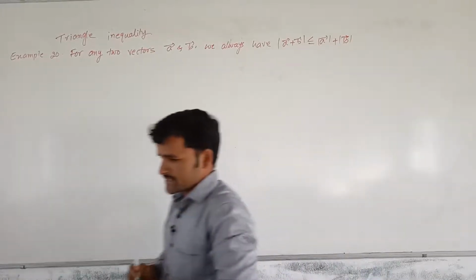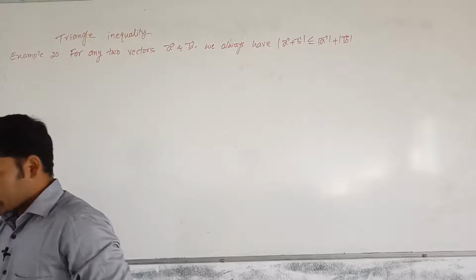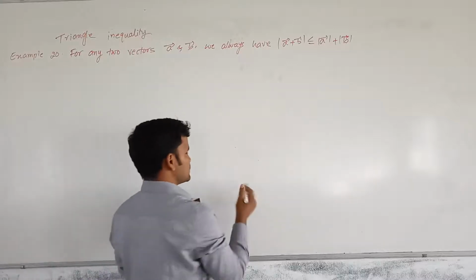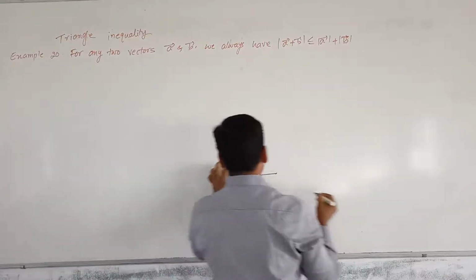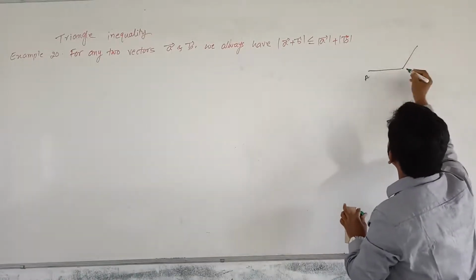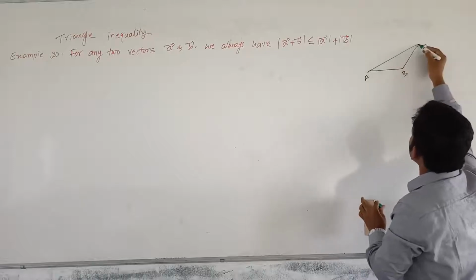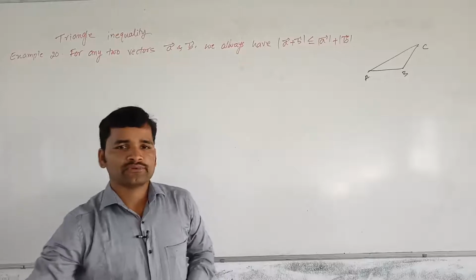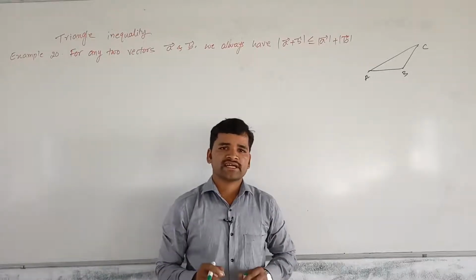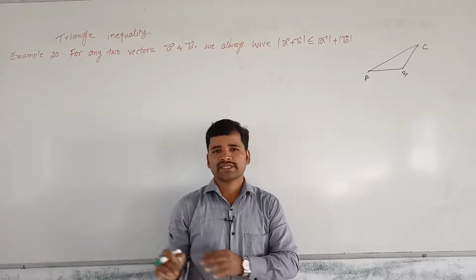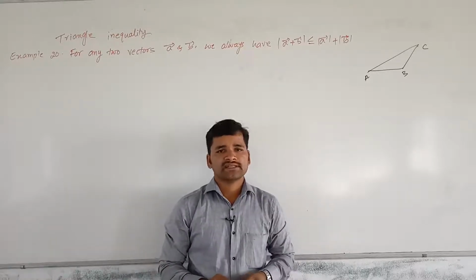What are they saying with this? We know the triangle inequality first of all. What is the triangle inequality? Suppose there is a triangle like this, A, B and C. We have the triangle concept, that the sum of two sides is always greater than the third side, isn't it?